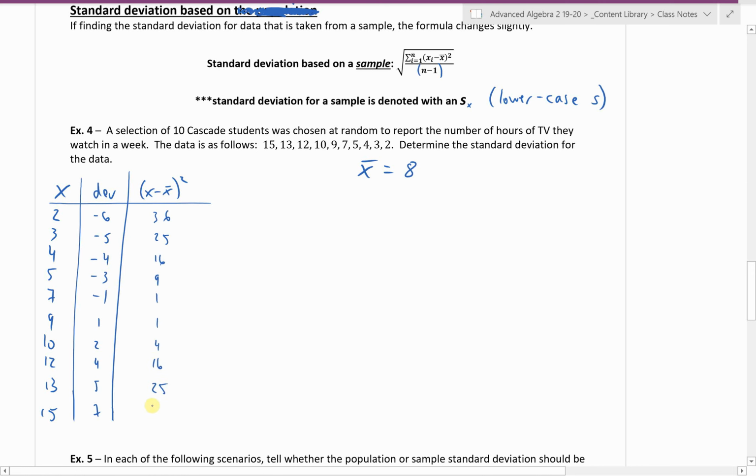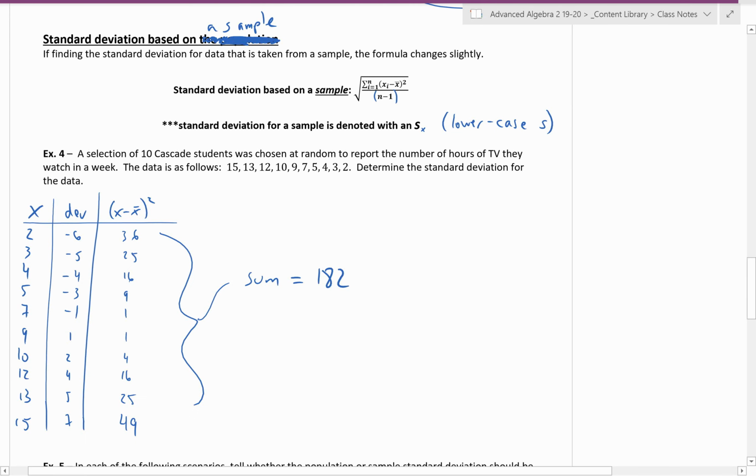And what we want to do is take the sum. Variance is going to be the sum of all these divided by the number of values that are in there. So if we sum all of these together, we get 182. When we add the squares of all these deviations, we get a total of 182. We know variance is that sum divided by the size of the group.